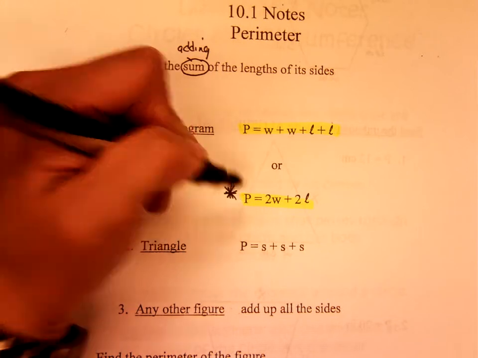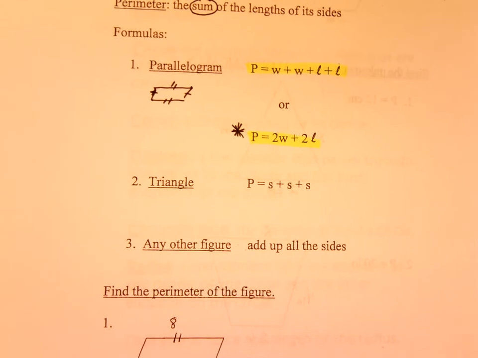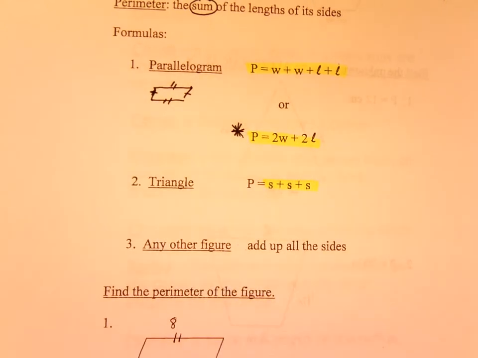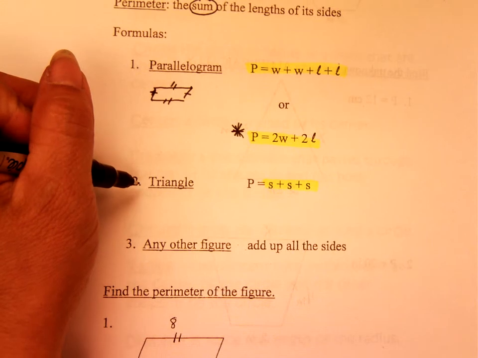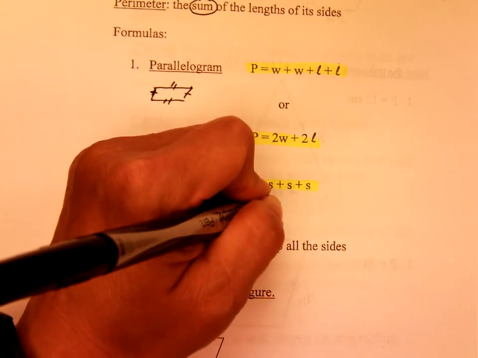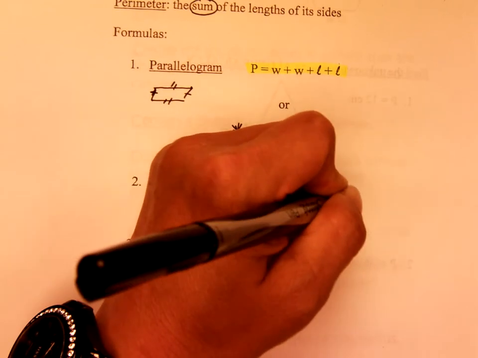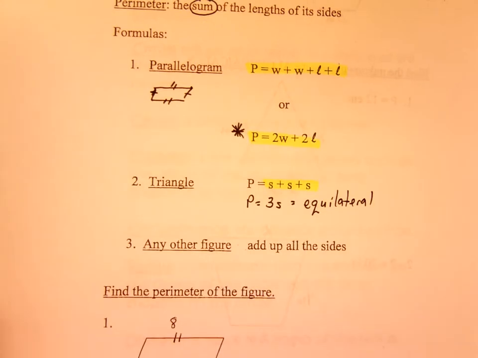So a triangle, the formula is P is equal to side plus side plus side. I know some of my students said, well, why can't you do P is equal to 3S? Well, remember, not all triangles are congruent. If you use P is equal to 3S, this is only for an equilateral triangle. Okay, it's only for an equilateral triangle when all three sides are equal.